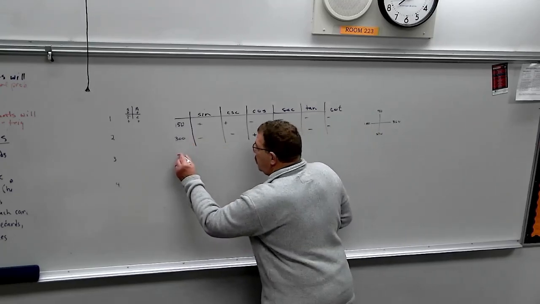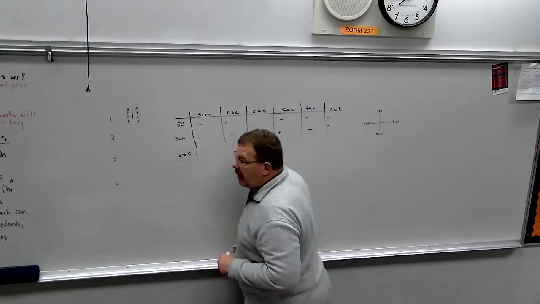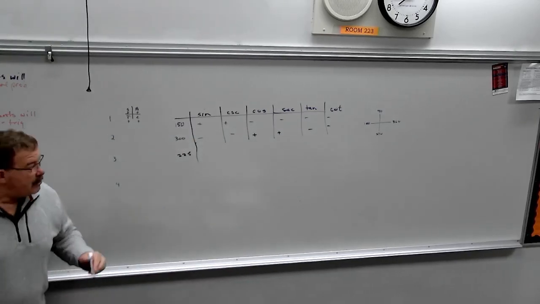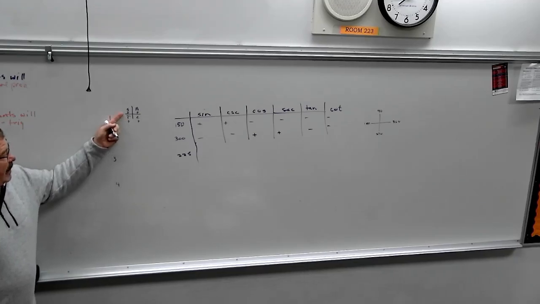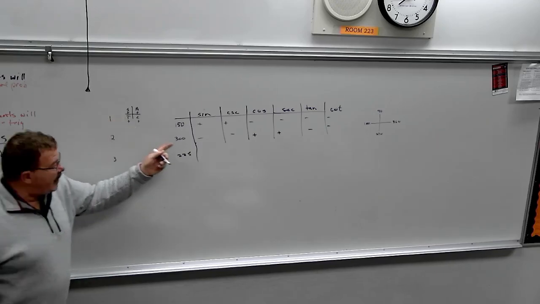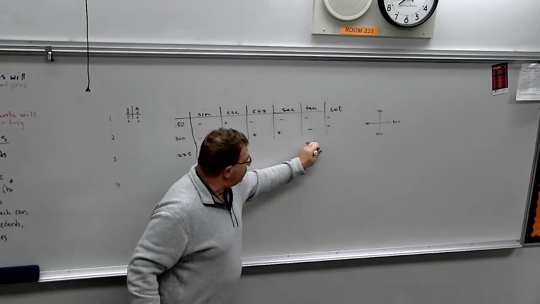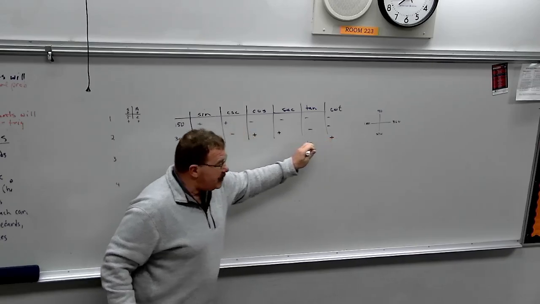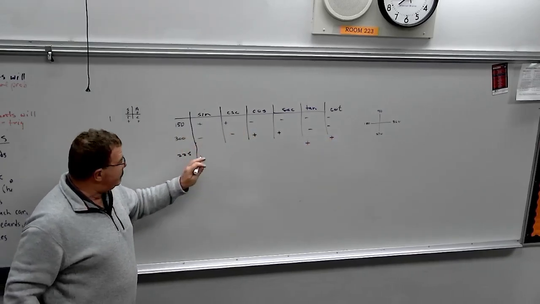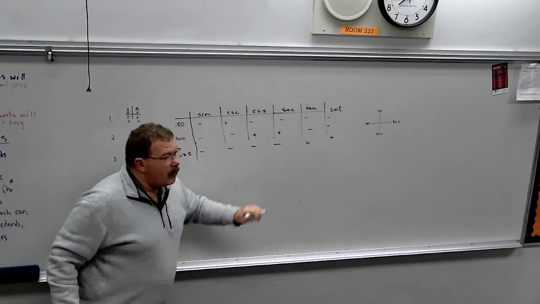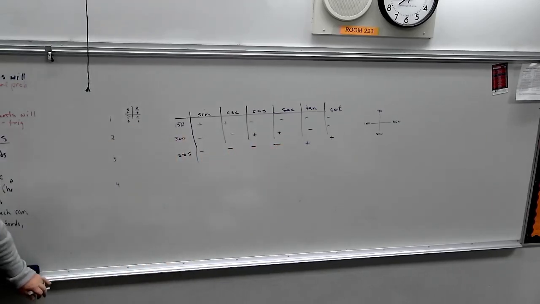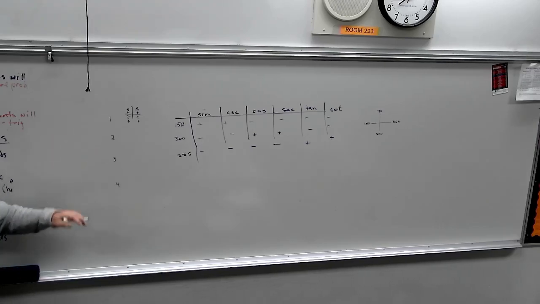Shoot, we'll do one more. 225 is in what quadrant? In quadrant 3. 180 to 270, quadrant 3. What's the only thing positive? Tangent. So I'd go plus, tangent and cotangent. And what's that mean about everything else? Negative.